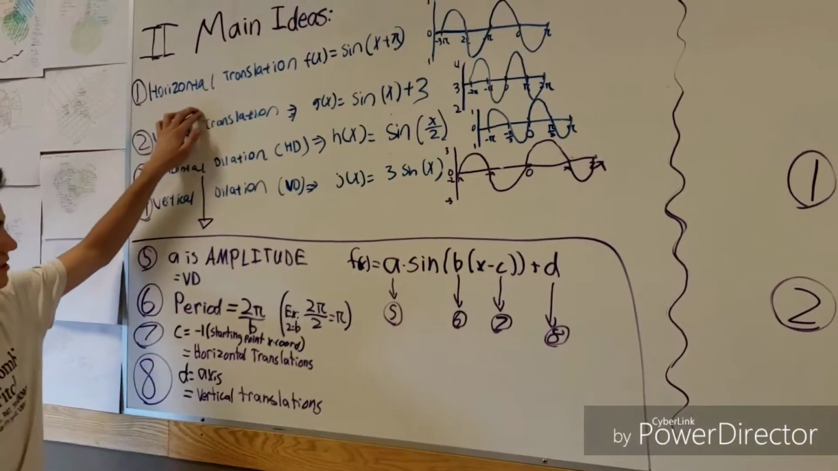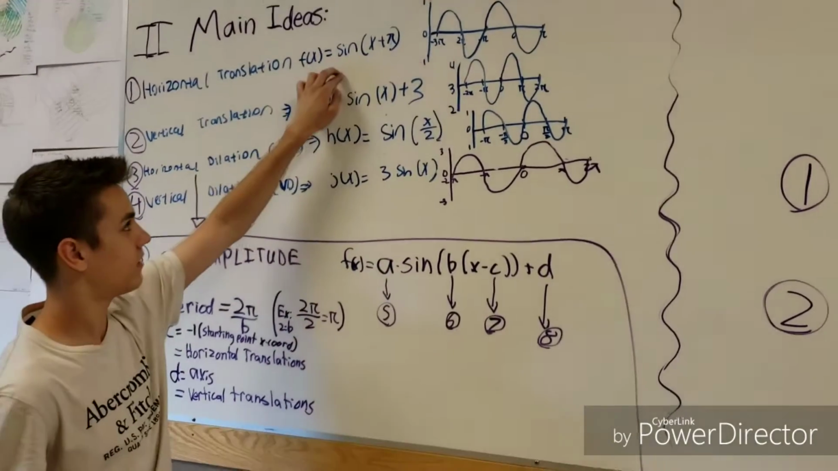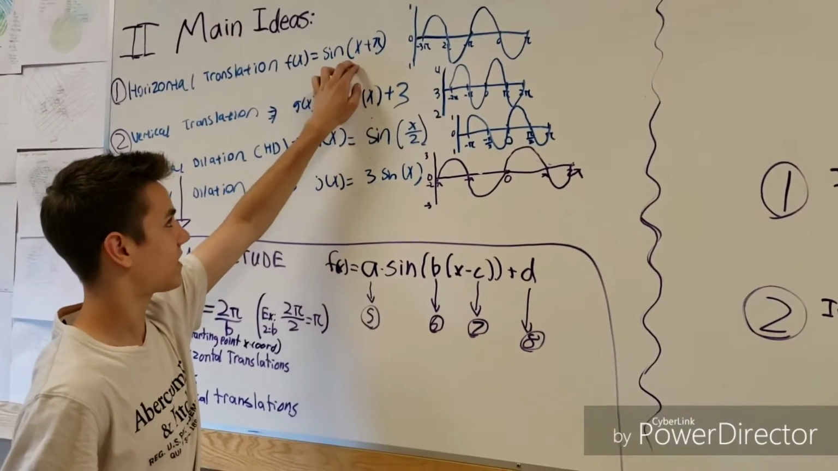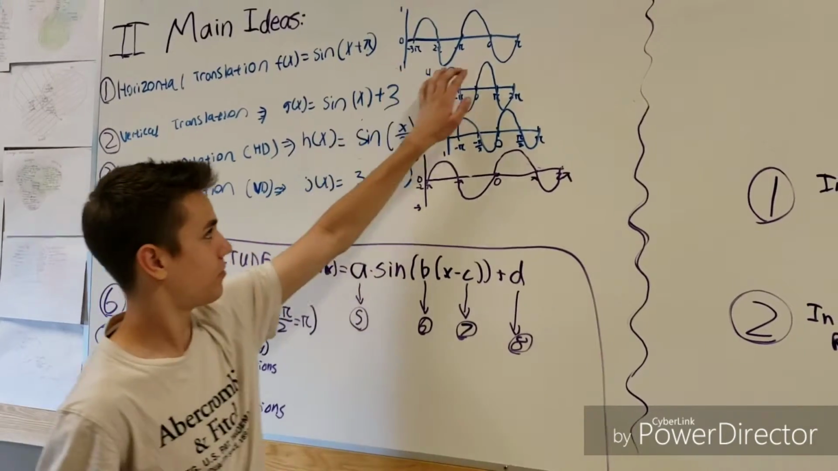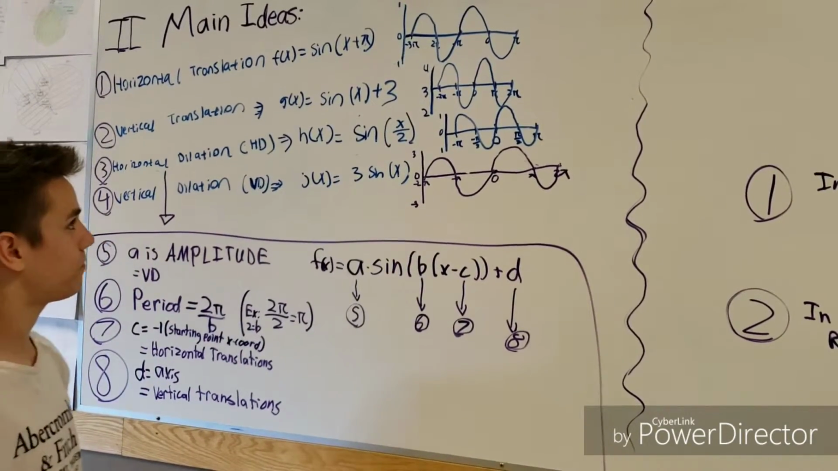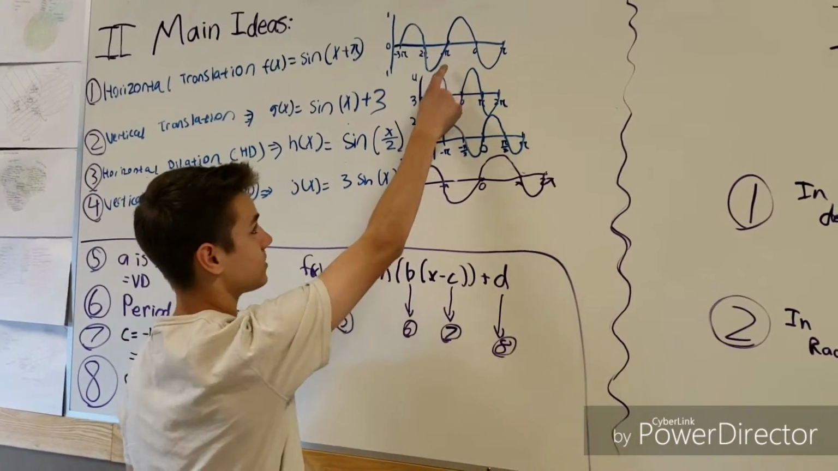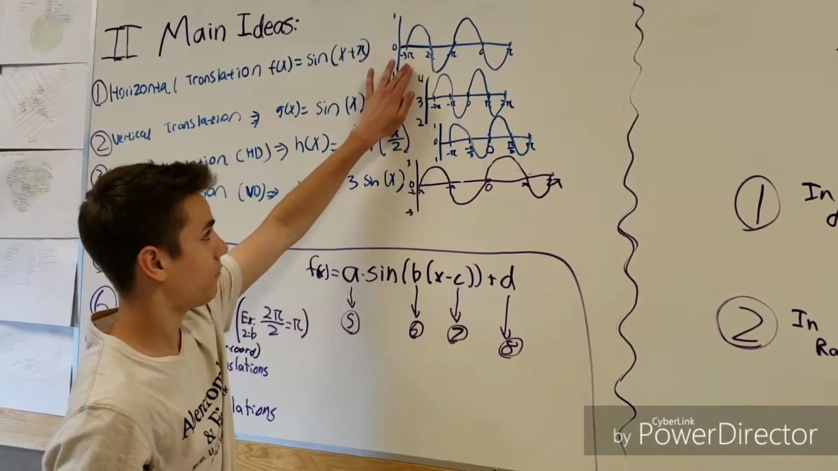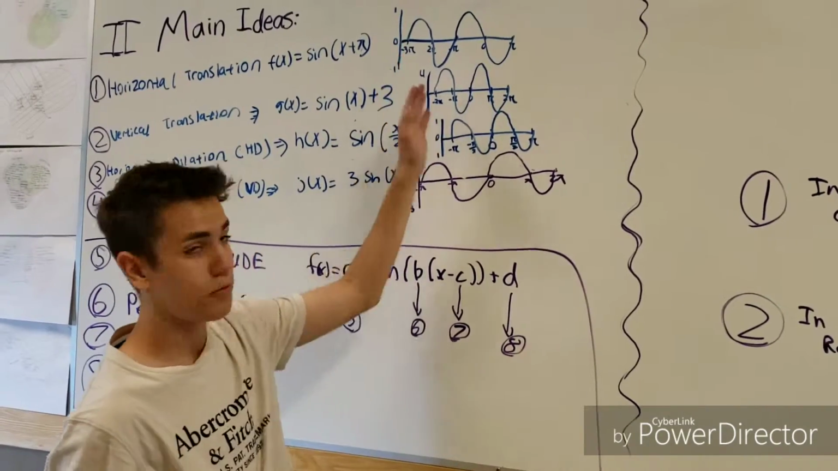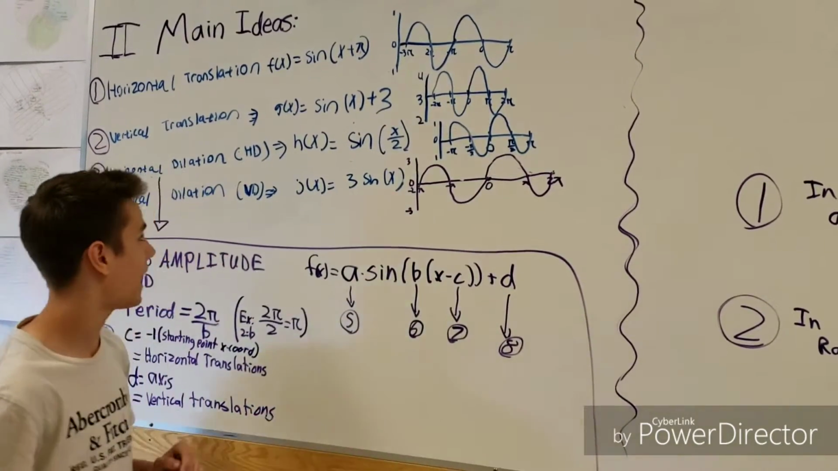So a horizontal translation is f of x equals sine of x plus pi. And this will be a little example of what it looks like. So if it's plus pi, that means it's moving to the left, pi. So then, instead of starting at 0, it starts at negative pi. This would be negative 3 pi, this would be pi, and the midpoints in between would be affected as such.